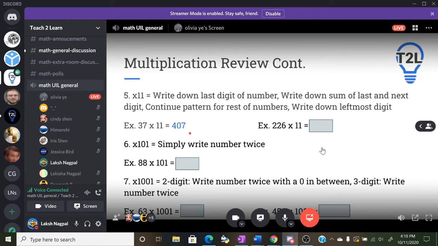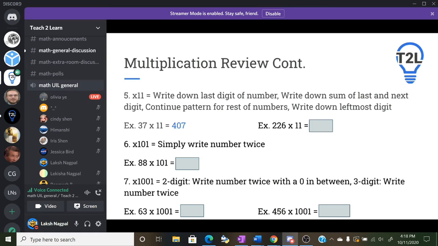Now just continue that same pattern for 226 times 11. It's the same concept, you'll just have an extra step. Okay, someone says 2,486. That sounds reasonable.